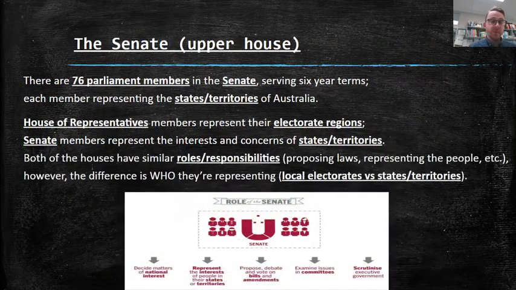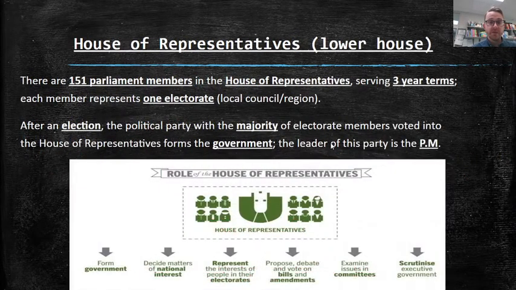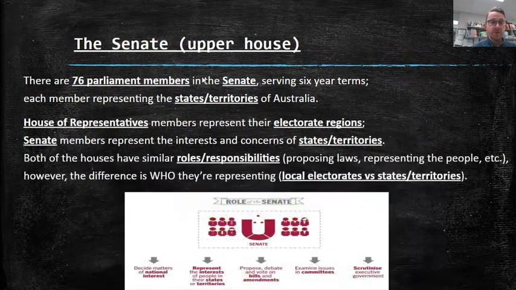The Senate, or the upper house, is formed by 76 Parliament members, and each of them serve 6-year terms. So they serve for a bit longer than the old mates in the House of Reps, and there's fewer of them, 76 Parliament members. The reason is that those guys aren't representing local regions, local suburbs, local electorates.